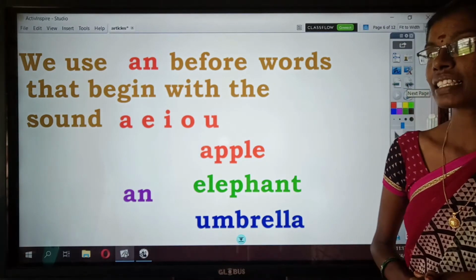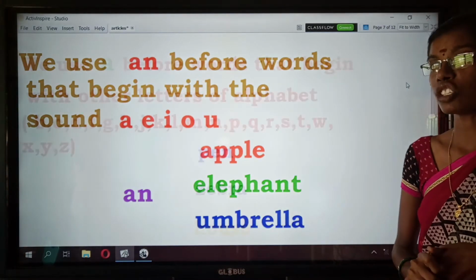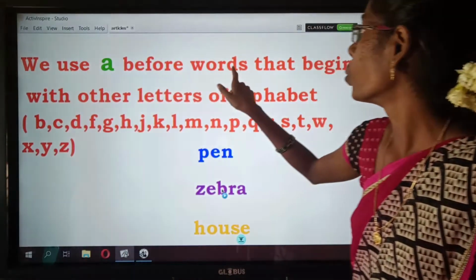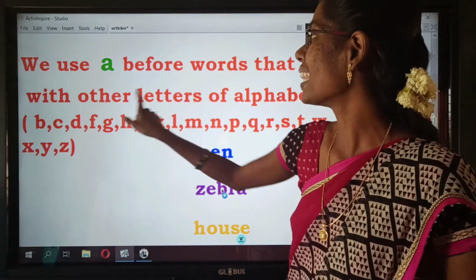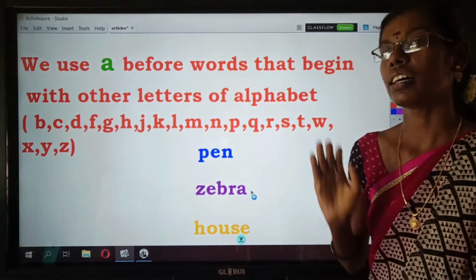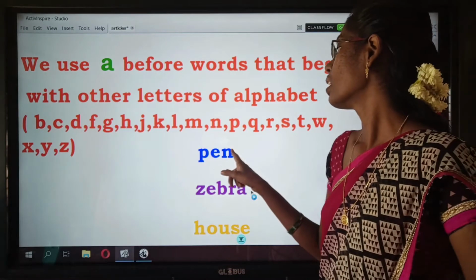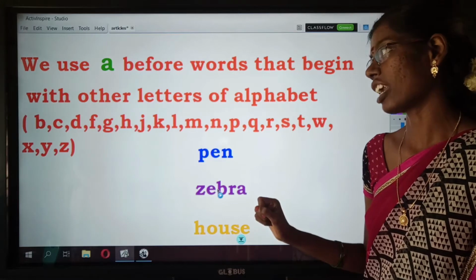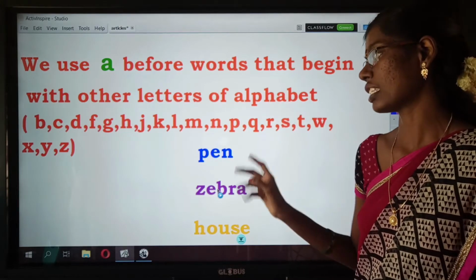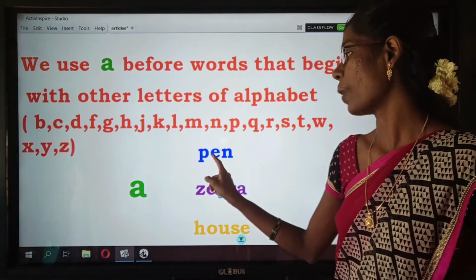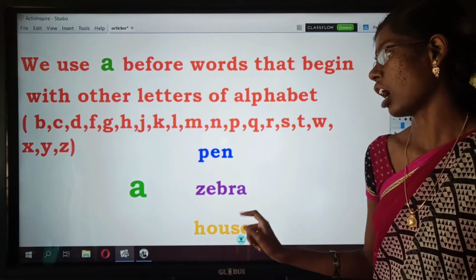Yes. Next, we are going to see about the usage of a. We use a before words that begin with other letters of the alphabet. That is, the remaining alphabets other than vowels. Pen, zebra, house. All these words are starting with consonants. If it is starting with a consonant, we will use a. A pen, a zebra, a house.